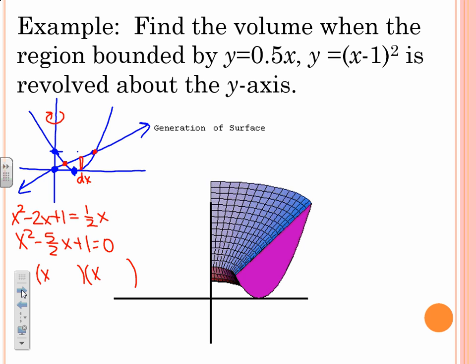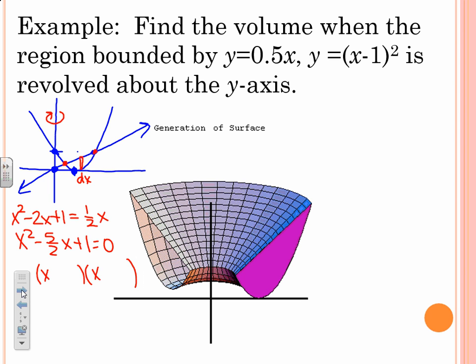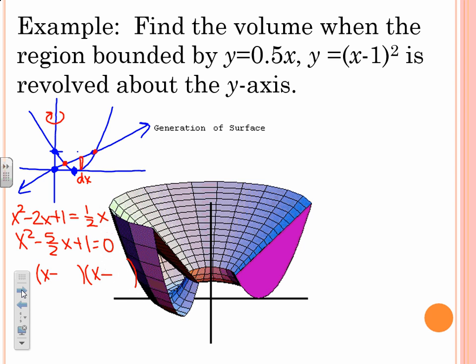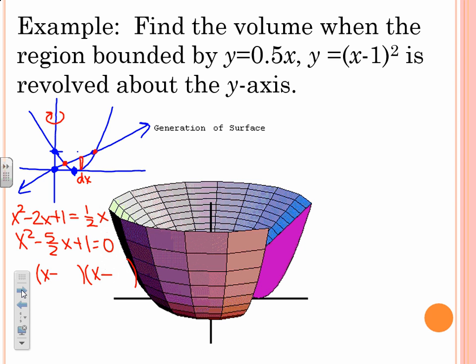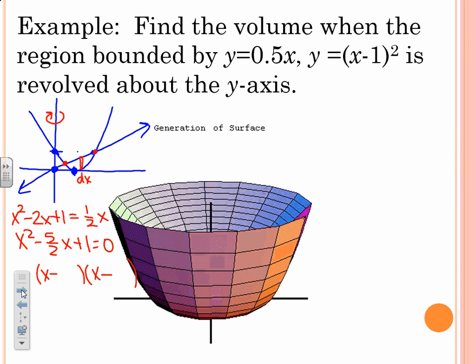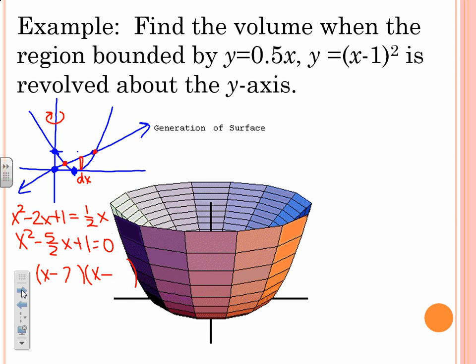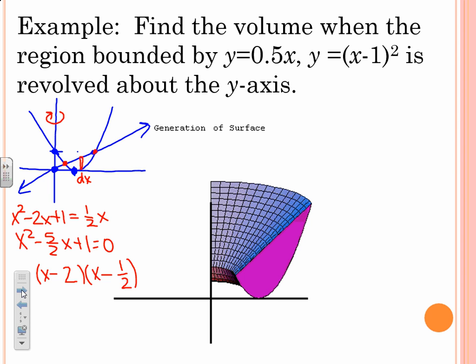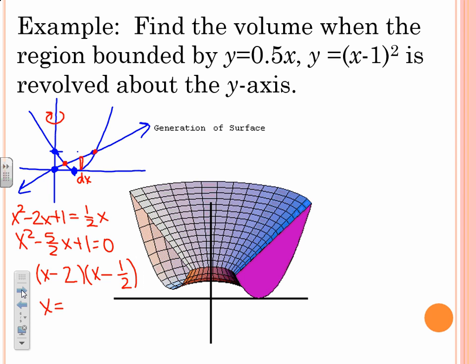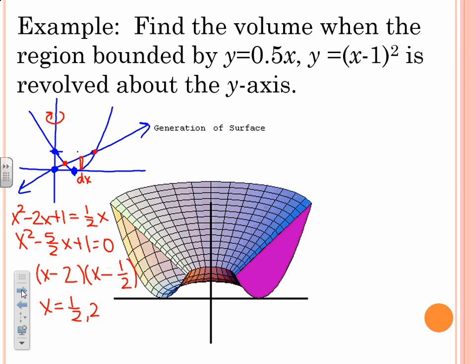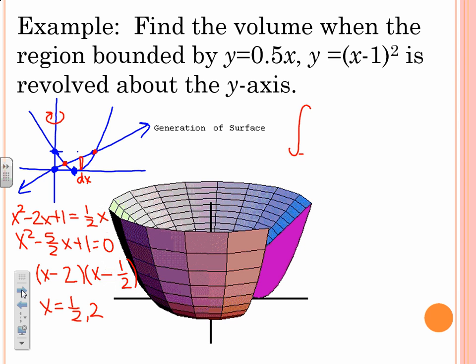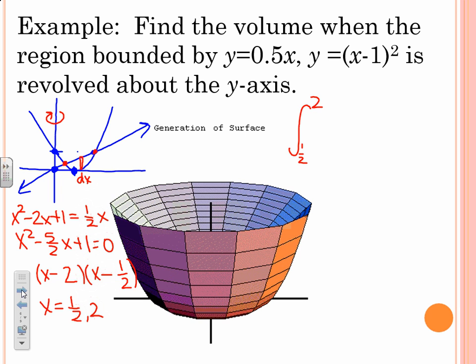What multiplies to 1 and adds to negative 5/2? Negative 2 and negative 1/2. Nice work. So 1/2 and 2 are our points of intersection. So our integral is going to go from 1/2 to 2.